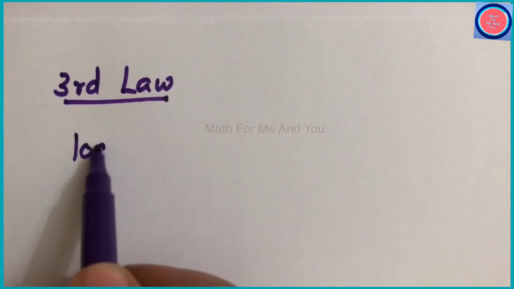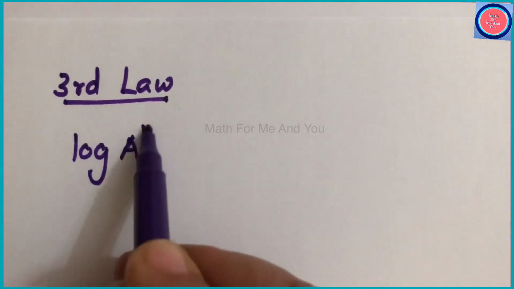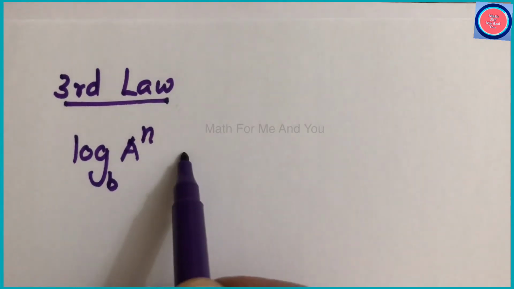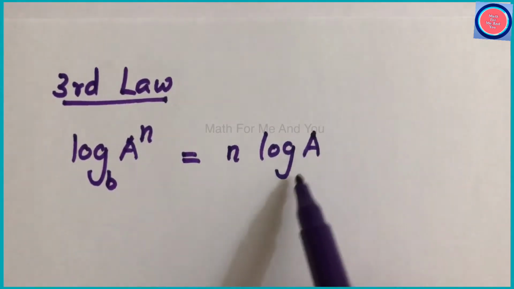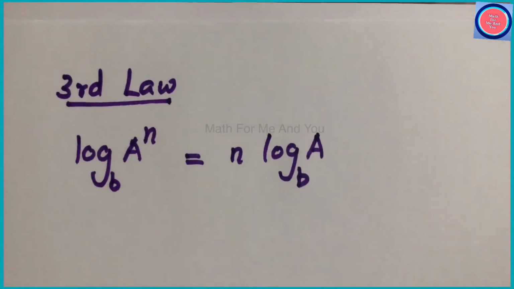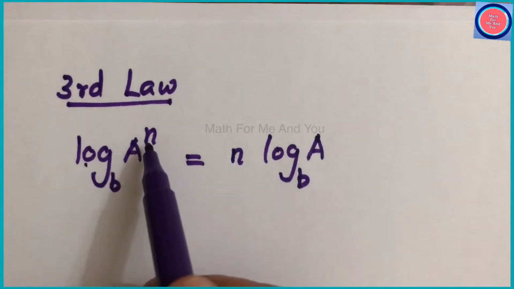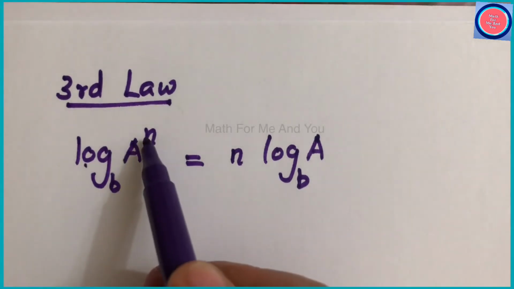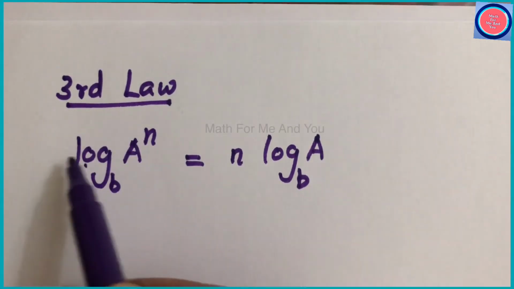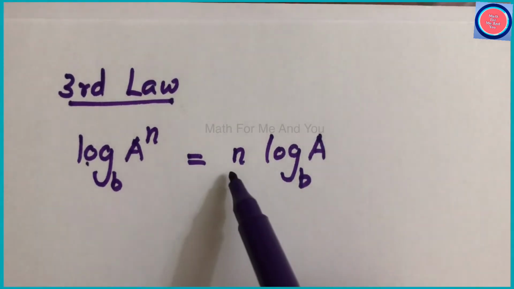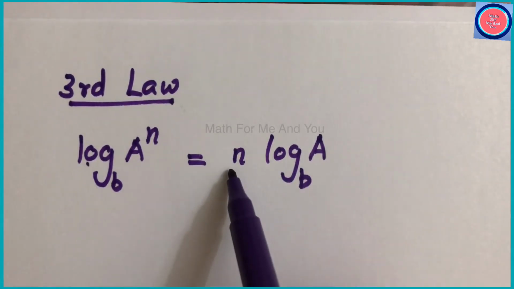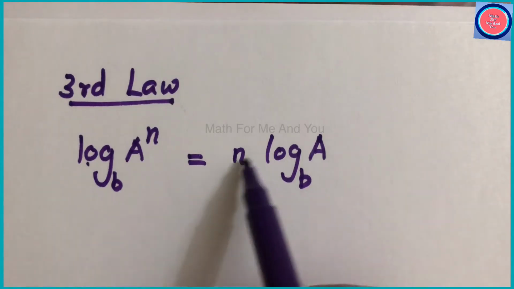The third law of logarithm: log of a power n to the base b is equal to n times log a to the base b. On the left side, log with a power number where n is the power, and on the right side we can see n is placed before the logarithm. n has moved and is placed before the logarithm. So when we start reading from right to left, n times log a.